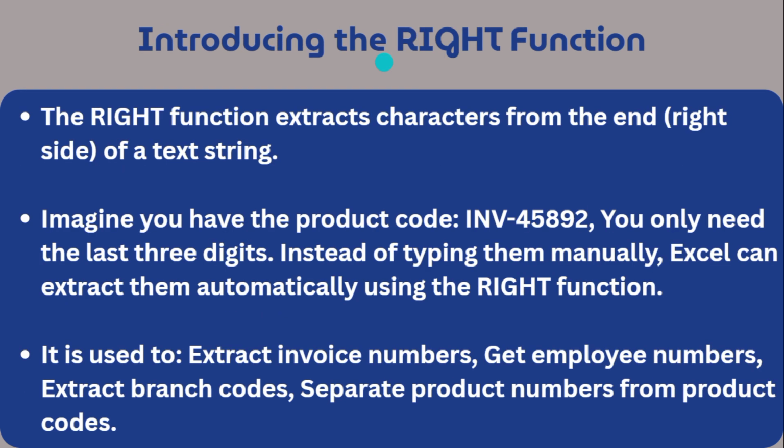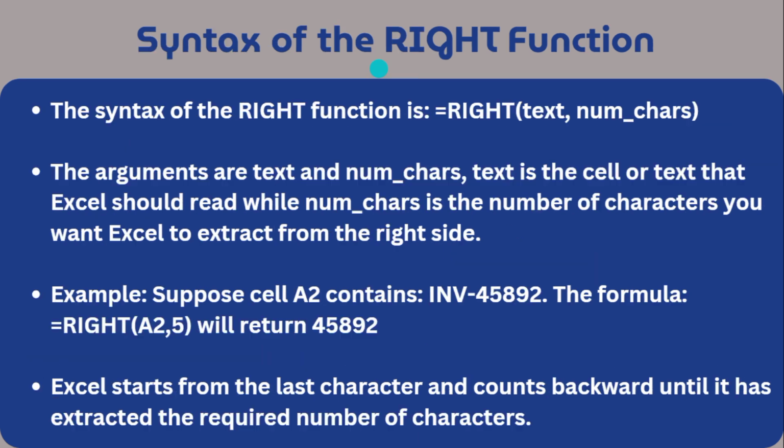So the RIGHT function does something similar to the LEFT function, just that its extraction starts from the back, that's from the right-hand side. So for example, if in cell A2 you have INV-45892, and I tell you to return =RIGHT(A2,5), what it will return is the 5 characters at the back, which is 45892. Why? Because it is counting from the right.